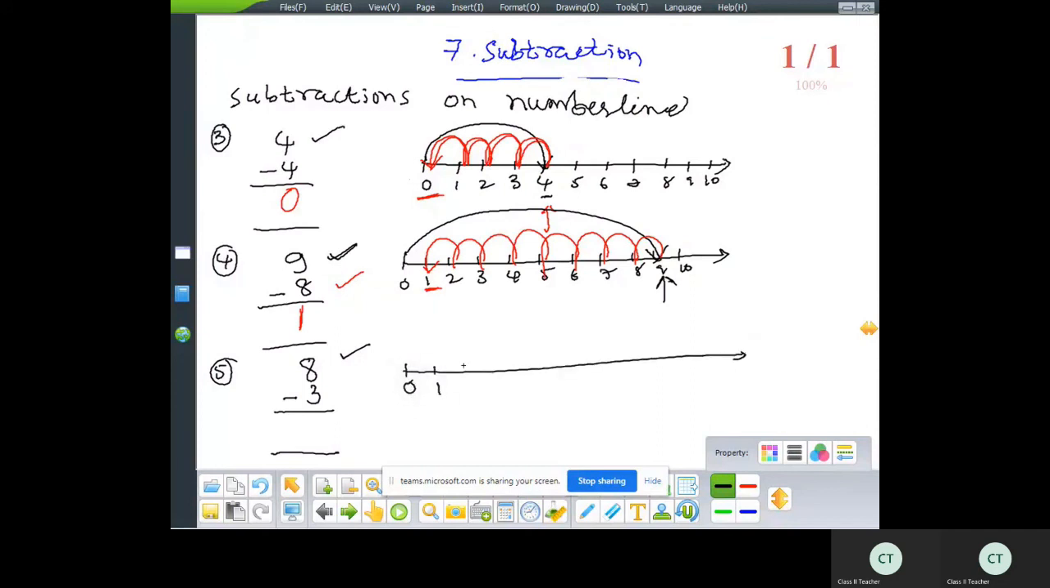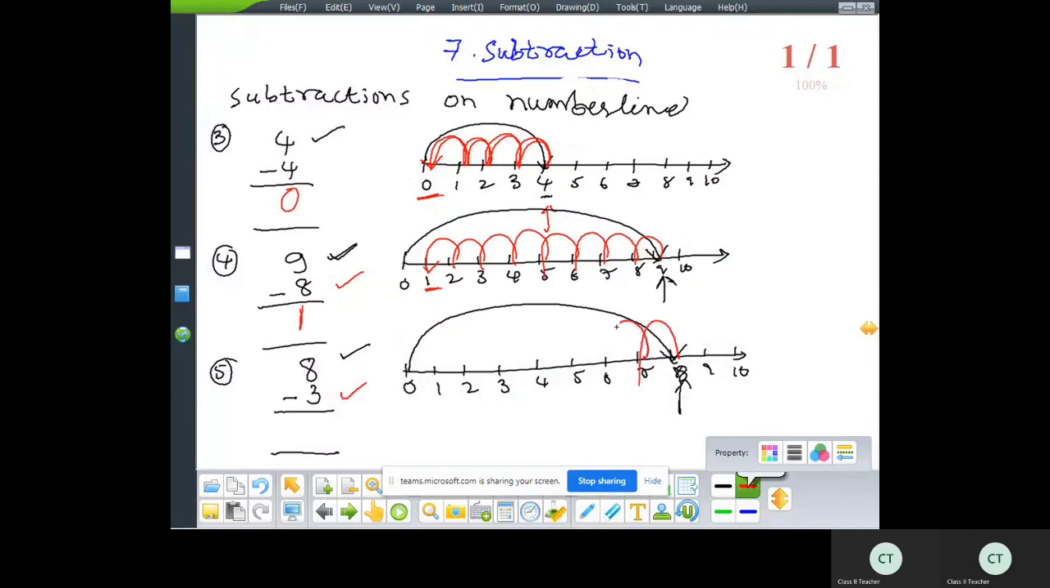0, 1, 2, 3, 4, 5, 6, 7, 8, 9, 10. Where 8 is a bigger number, draw an arrow from 0 to 8. From 8, we are subtracting 3. Starting with 8, we move backside with 3 steps. How many steps? 3 steps.